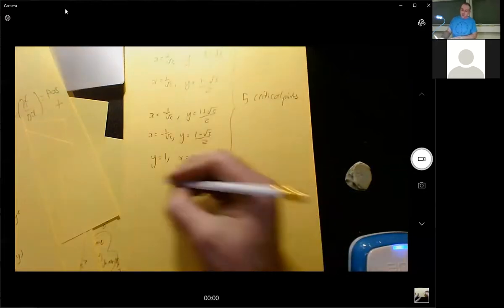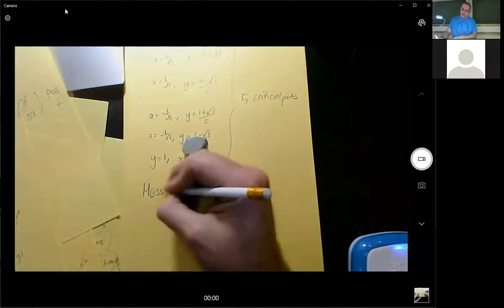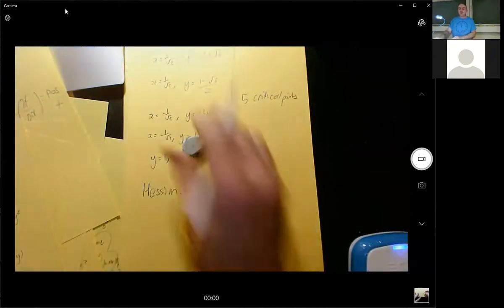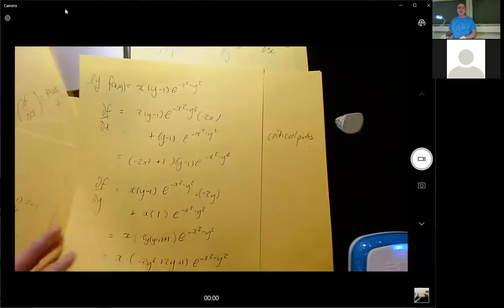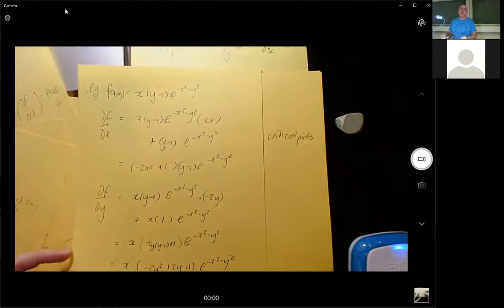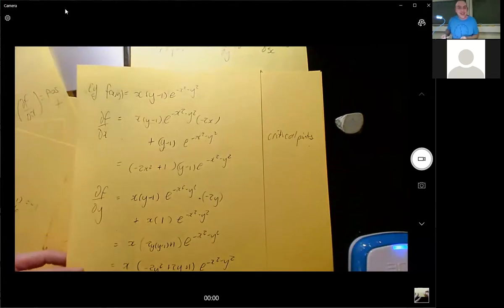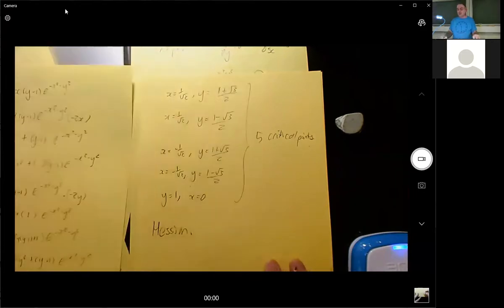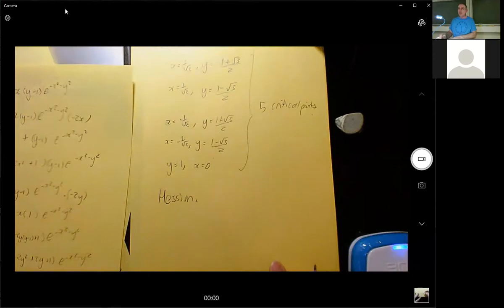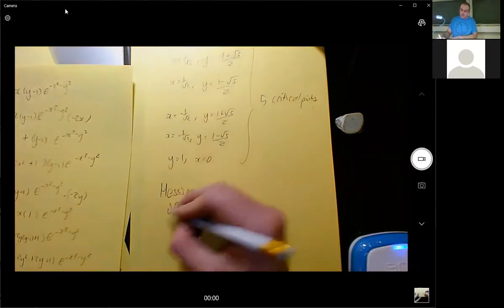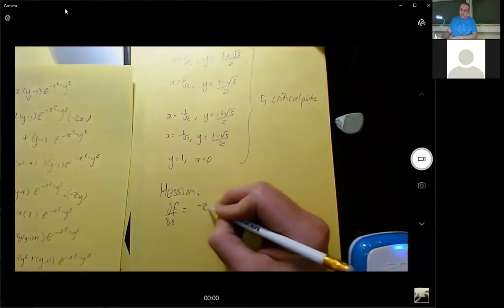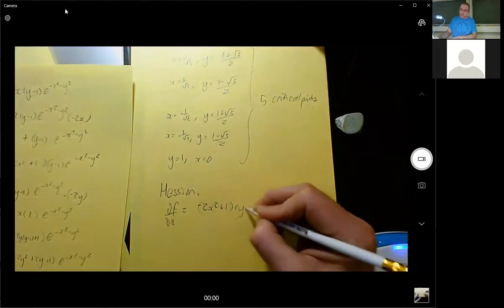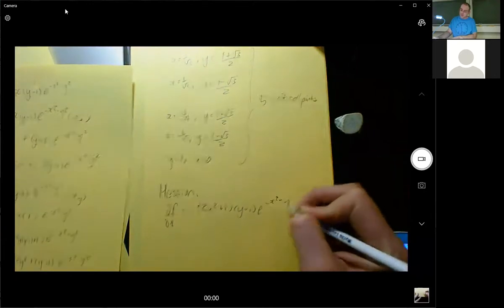Okay, so the Hessian, I'm going to need to find all the second derivatives. So I'm going to go back to my derivatives and differentiate them again. It's going to be bad. But it's the same idea. It's going to be partial derivative, sorry, the product rule again. So df on dx is minus 2x squared plus 1 y minus 1 e to the minus x squared minus y squared.